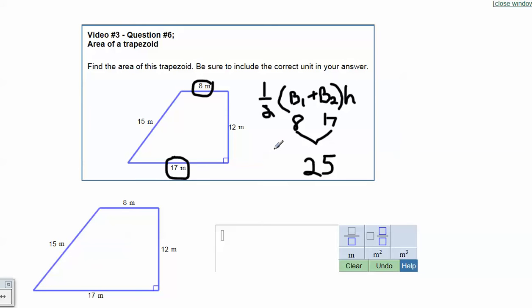So now I'm going to copy what's left in our formula. So I need to do 1/2 times 25 times the height. So that's my next question. What is the height of this figure?